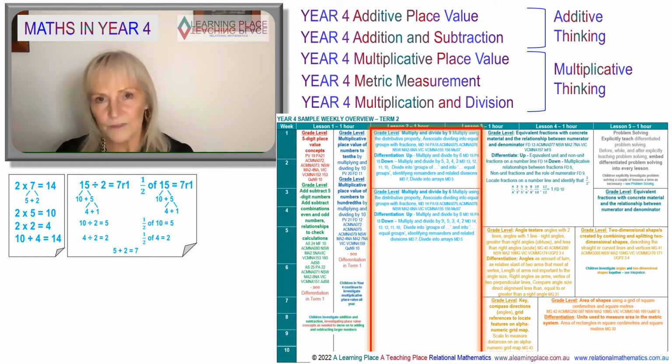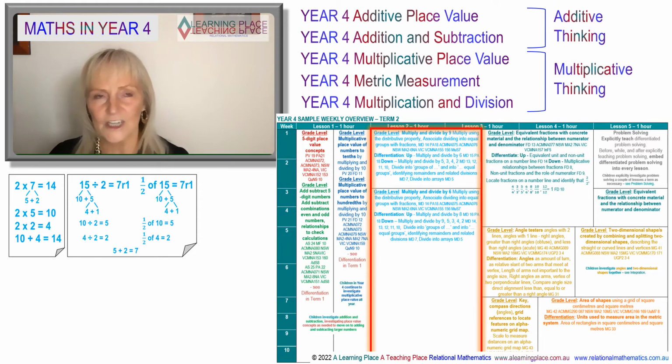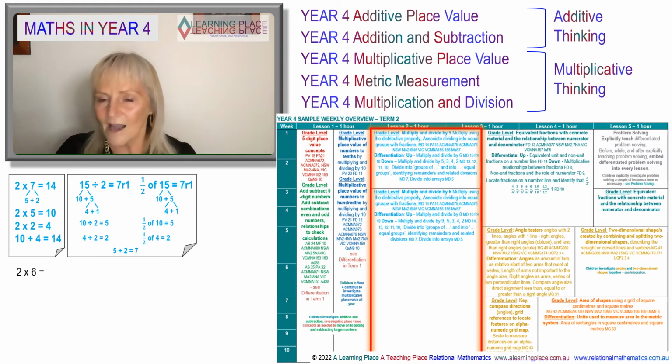So what we want them to do is we want them to use the distributive property. And so you've heard of the area model and that kind of stuff. That's the distributive property. The distributive property just means, say I don't know what 2 times 6 is, but I do know what 2 times 5 is. I can partition the 6 into 5 and 1 and say 2 times 5 is 10 and 2 times 1 is 2, add them together and I get 12.